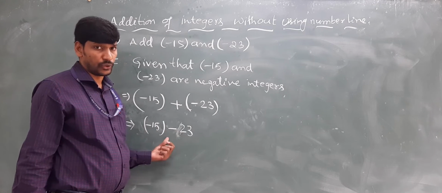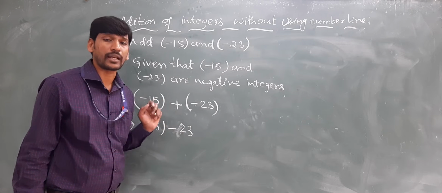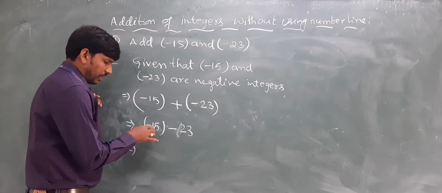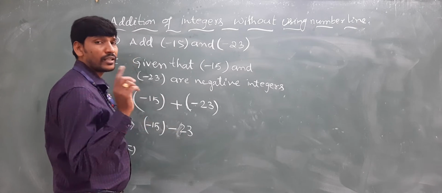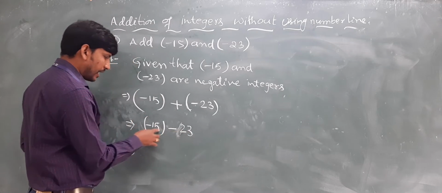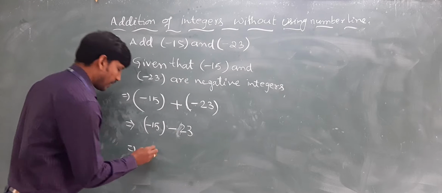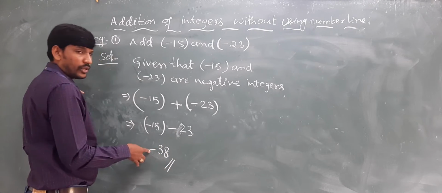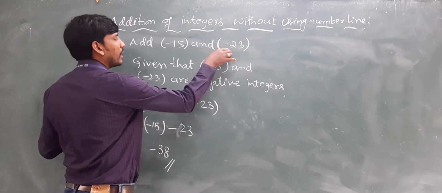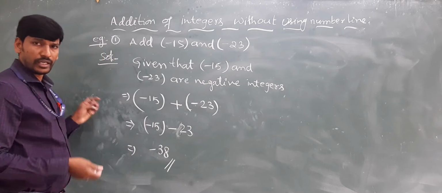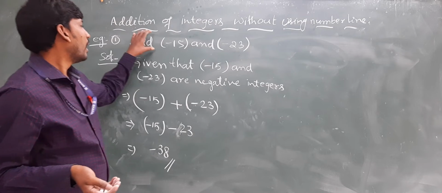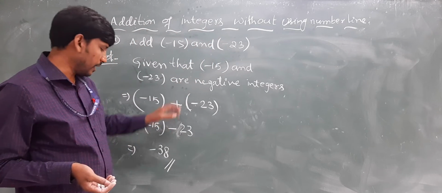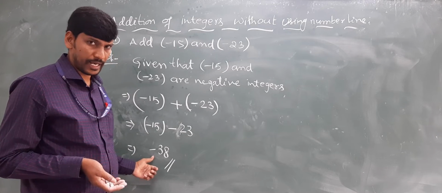Both are negative. Then add the numbers directly, which implies, you know that addition is very easy. 15 plus 23 is 38. 3 plus 5 is 8. 2 plus 1 is 3. So minus 38. And the final answer should be negative only because both are negatives. Clear, everyone, children? See, if both are negatives, we should add the numbers directly and keep the negative sign at the last.